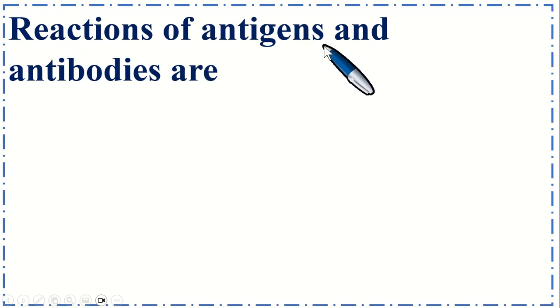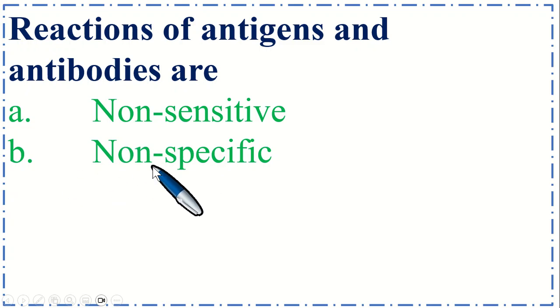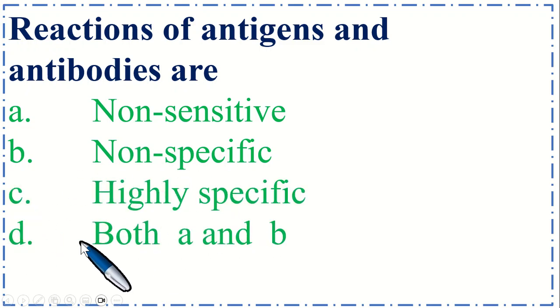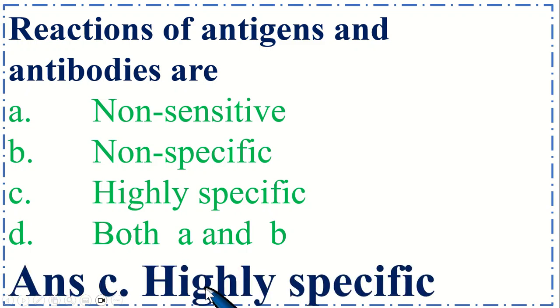Reactions of antigens and antibodies are option A. Non-sensitive. B. Non-specific. C. Highly specific. And option D. Both A and B. So the correct option is C. Highly specific.